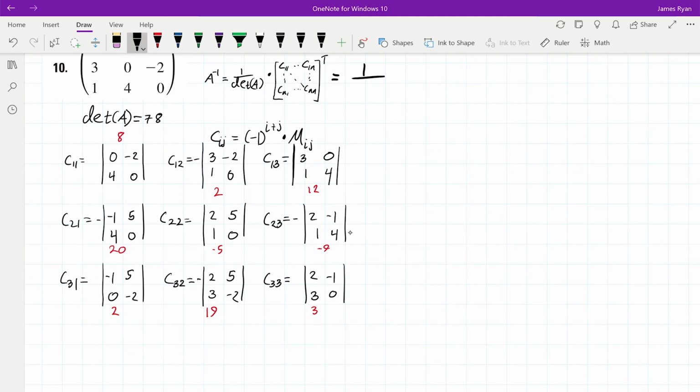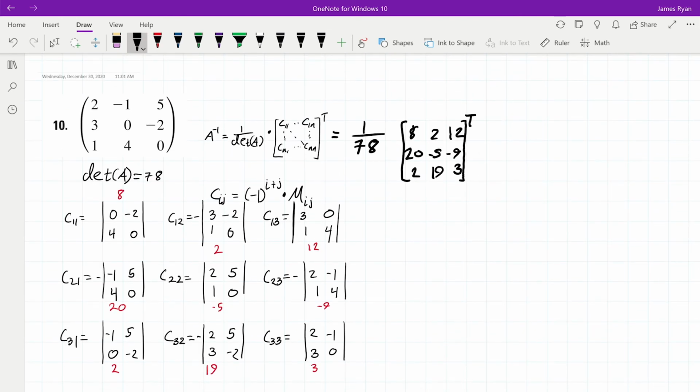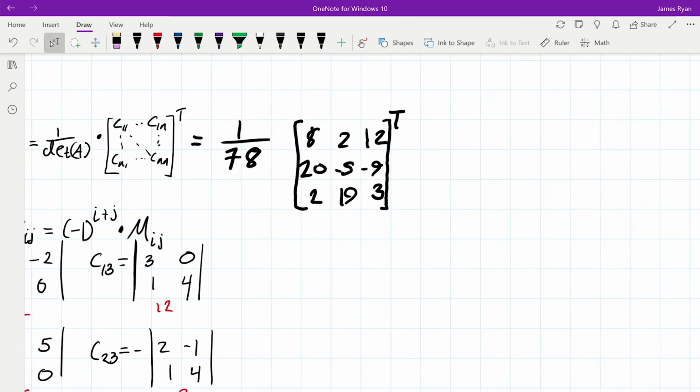so 1 over the determinant of A, which is 78, times the cofactor matrix 8, 2, 12, 20, negative 5, negative 9, 2, 19, 3. Of course, we want the transpose of this matrix. So to calculate the transpose of a matrix, you swap all of the columns for the rows. You can also think of it as rotating about this diagonal right here.